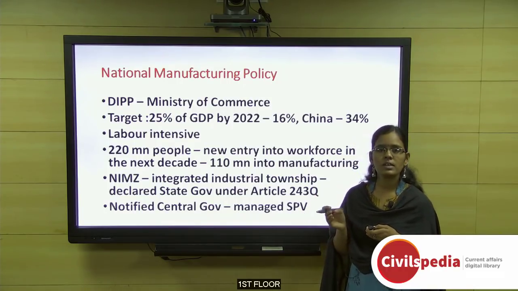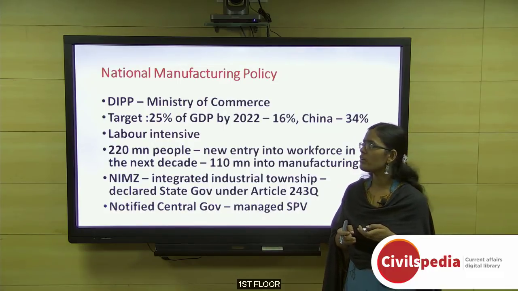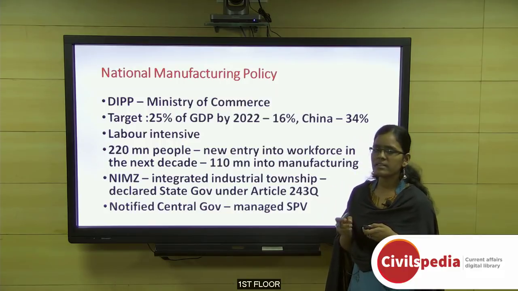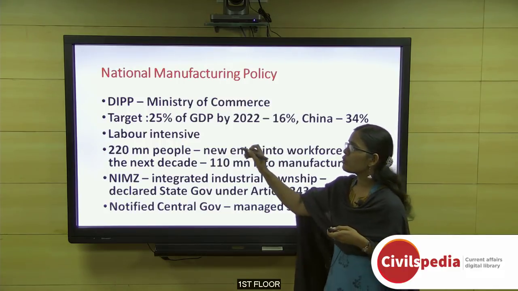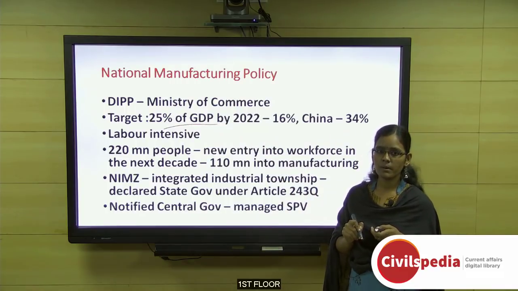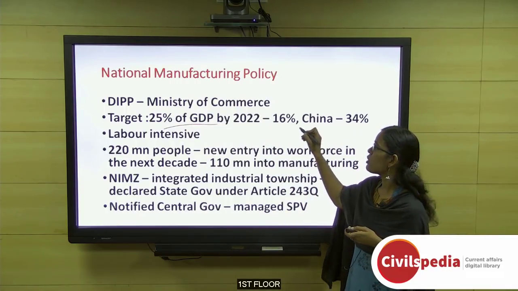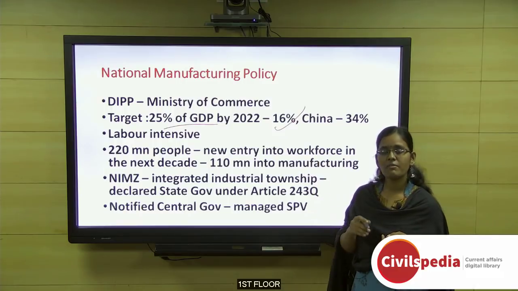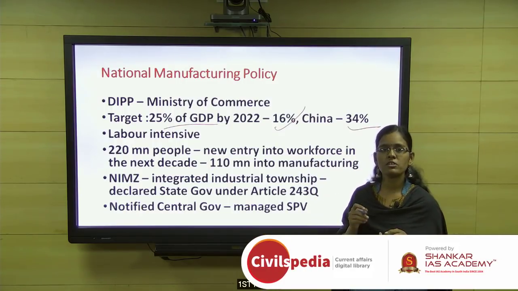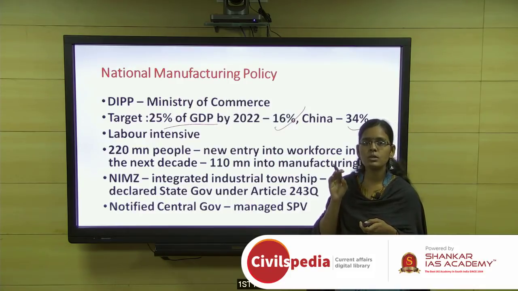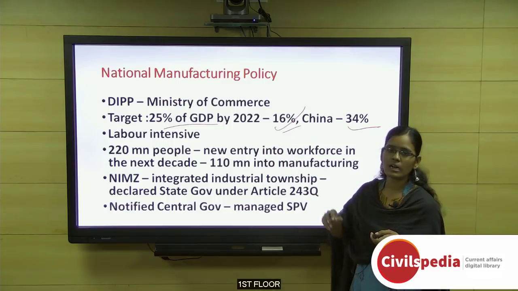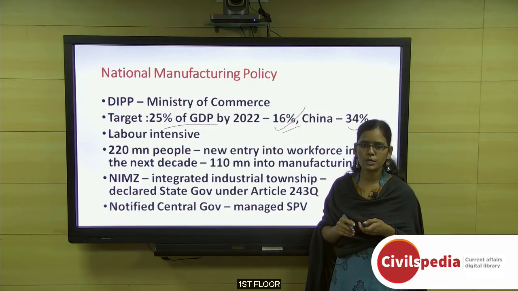The first thing is this policy has been formulated by the Department of Industrial Policy and Promotion that comes under the Ministry of Industry and Commerce. And this policy has set the target of the total manufacturing sector contribution to the GDP to be 25% by 2022. Currently, this contribution is only 16%. Compared to China, it is 34%. That is, China's manufacturing sector is contributing 34% to their overall GDP, while India has only 16%. And we have set the target of 25% by 2022.